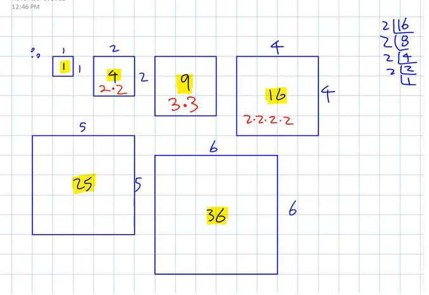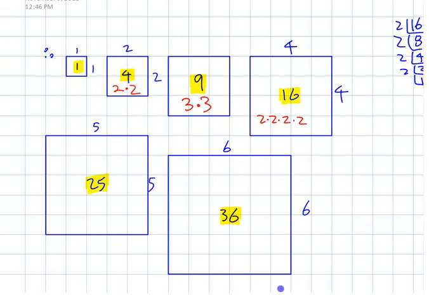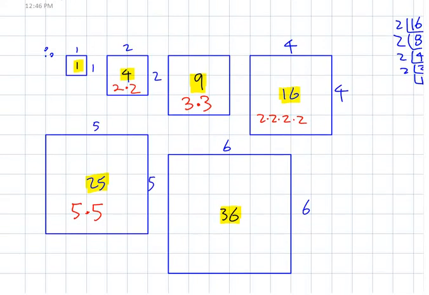What about 25? What is it as a product of prime factors? What's it? 5 times 5, right? It only has 2 prime factors, 5 times 5.